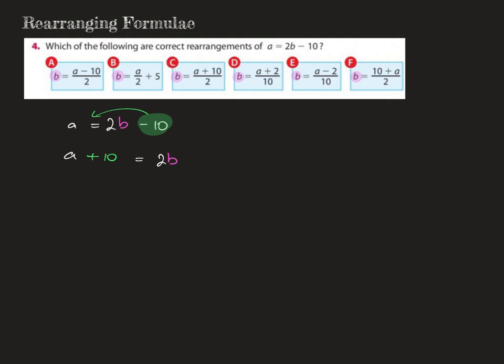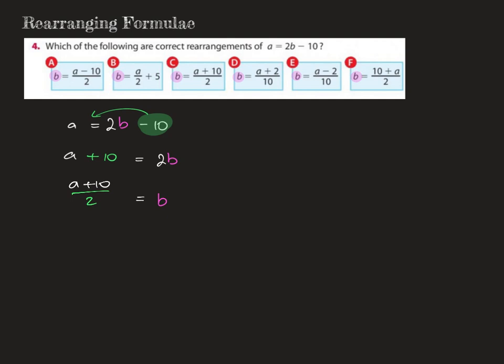Okay, what we need to do next is get B by itself. In order to get B by itself, you can see here that we're multiplying B by 2. So to get B by itself, we need to divide both sides by 2. A plus 10, and like I said, you need to divide both sides by 2. If we divide the right hand side by 2, we'll just get B. If we divide the left hand side by 2, we'll get A plus 10 divided by 2.